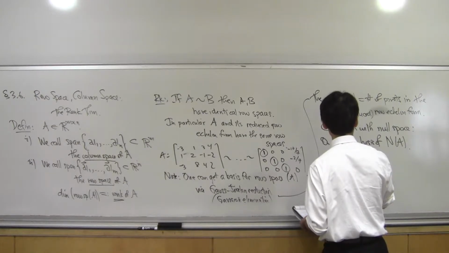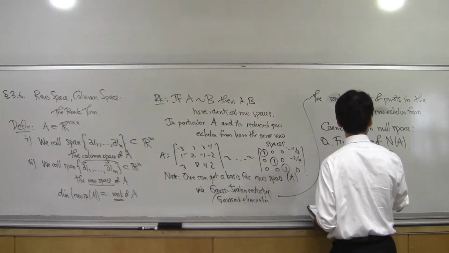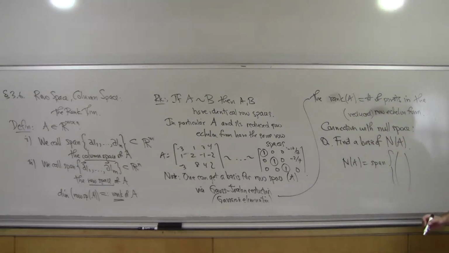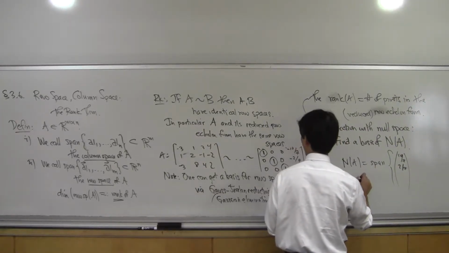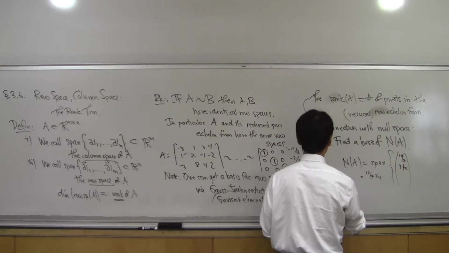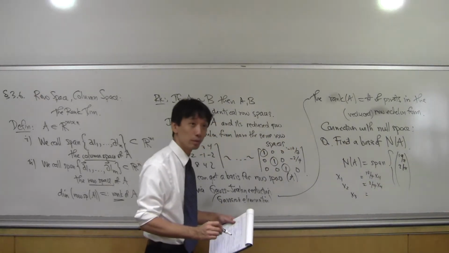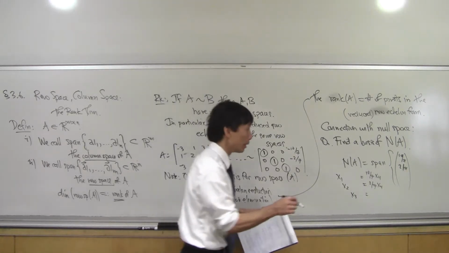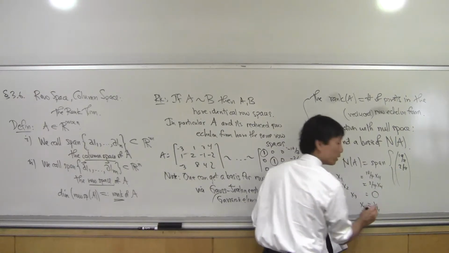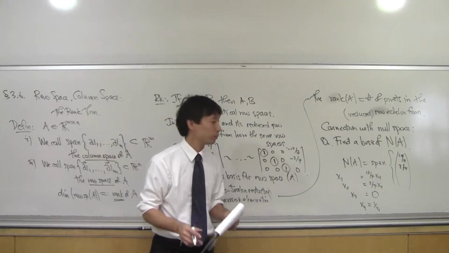Right, so the null space. What's going to be my basis? 10 sevenths, 2 sevenths, and then a 1, since there are 2 variables. So you say, well, x1 equals 10 sevenths x4, x2 equals 2 sevenths x4, x3 equals 0, and x4 is x4.